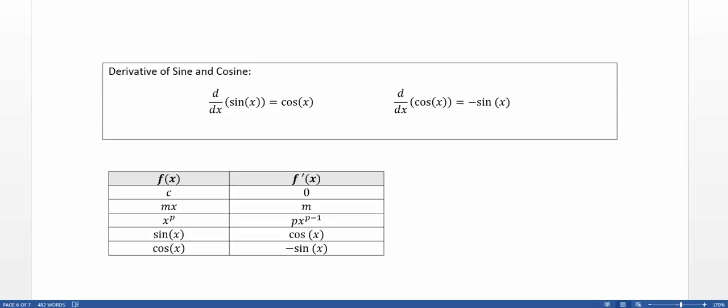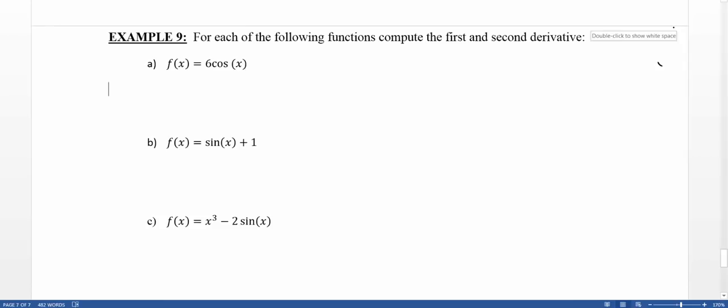Similarly, we also have the derivative of cosine. The derivative of cosine is going to be negative sine. So we can add those to our formula list so that now we'll have 5. Let's do some practice problems now that we know the derivative of sine and cosine. Example 9. For each of the following functions, compute the first and second derivatives.